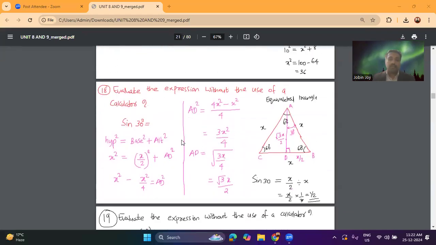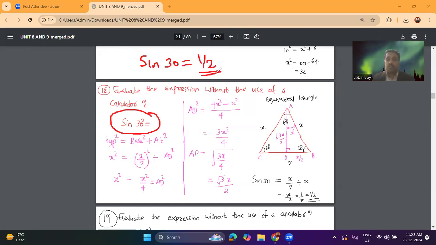Okay, next, evaluate the expression without the use of a calculator, sine 30. Okay, so how you will calculate sine 30? We know the value of sine 30, right? Sine 30 is equal to 1 by 2. So the value of sine 0 degree is 0, sine 30 is 1 by 2, sine 45 is 1 by root 2, sine 60 is root 3 divided by 2, and sine 90 is equal to 1. We know all the values. So sine 30 is 1 by 2.